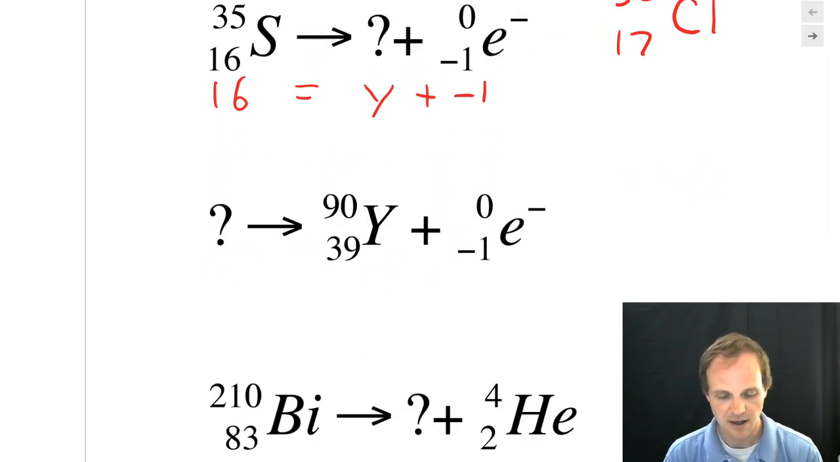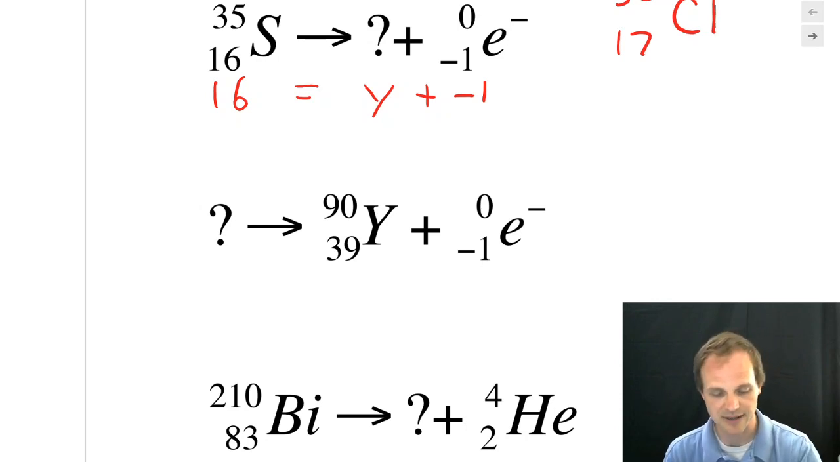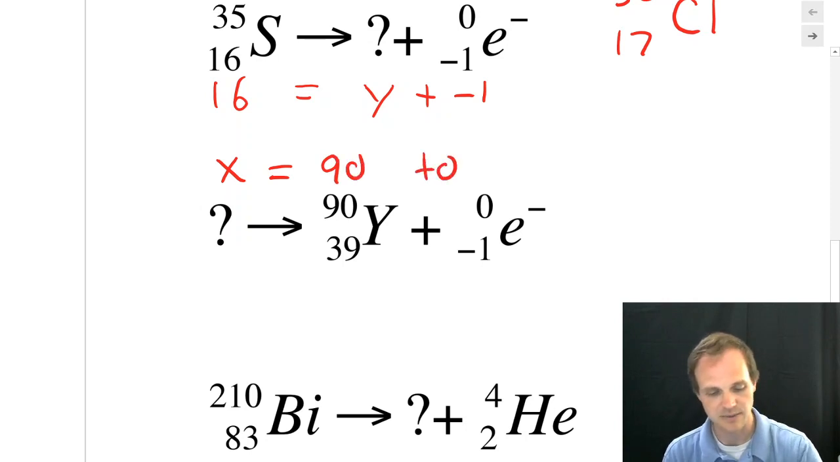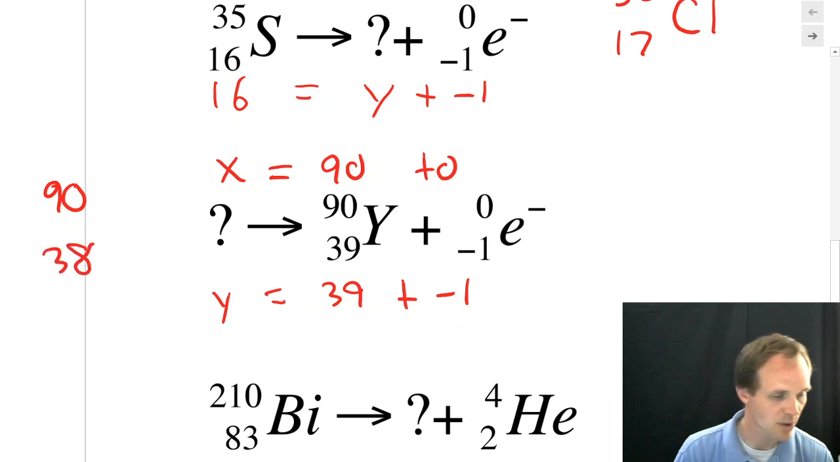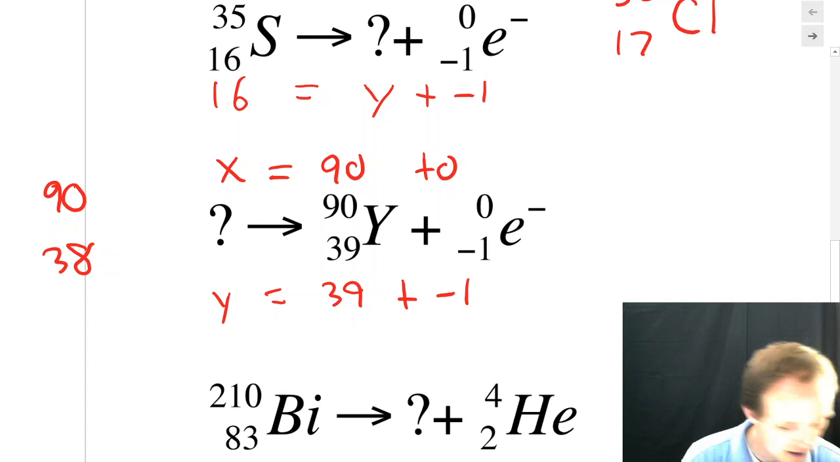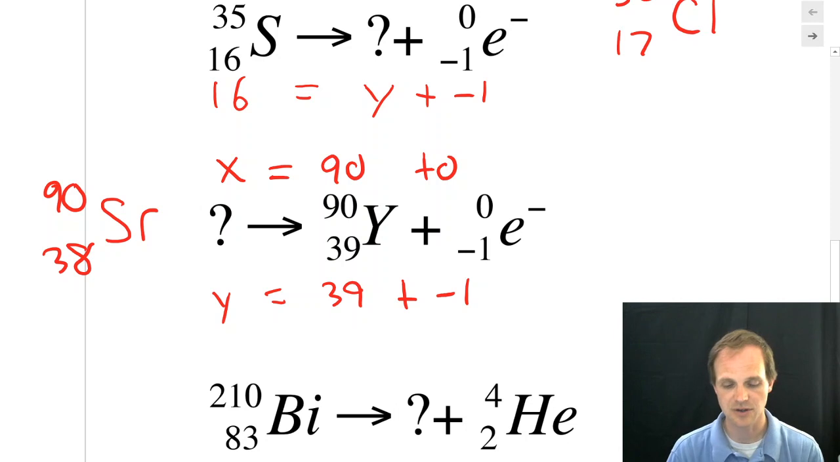And our next one, we're actually finding the thing that's falling apart, but it's no different whatsoever than what we did in the previous ones, except our x is over here. So we say x is equal to 90 plus 0. And so we get a 90 over here for our mass number. And we get y is equal to 39 plus minus 1, which is a 38. And we go to our periodic table, and element 38 is strontium. And so we find that strontium 90 undergoes, again, 0, minus 1, beta decay to form yttrium 90.